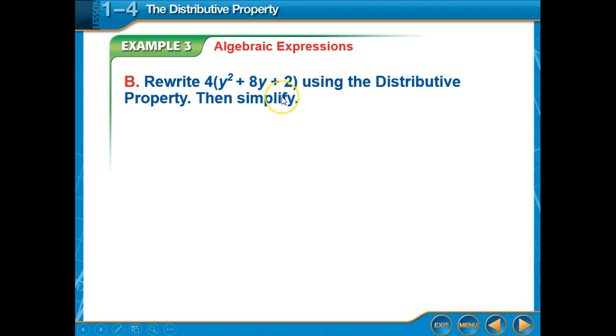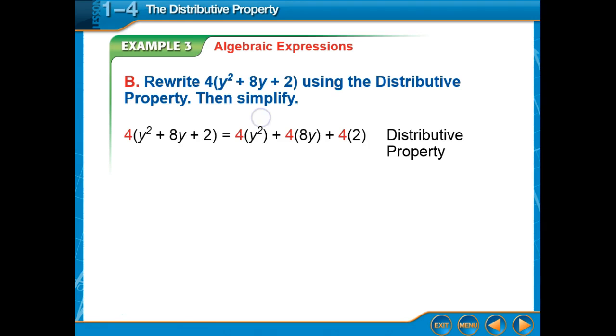So no matter how many terms you have here, you still use the key concept of the distributive property and then always simplify. 4 distributes across the parentheses times y squared, 4 times 8y, and 4 times 2. All of these plus because of the pluses here. And your answer is 4y squared plus 32y plus 8.